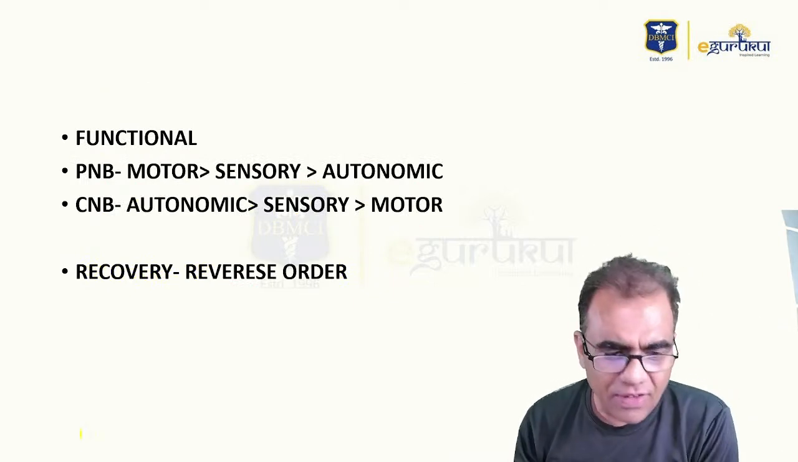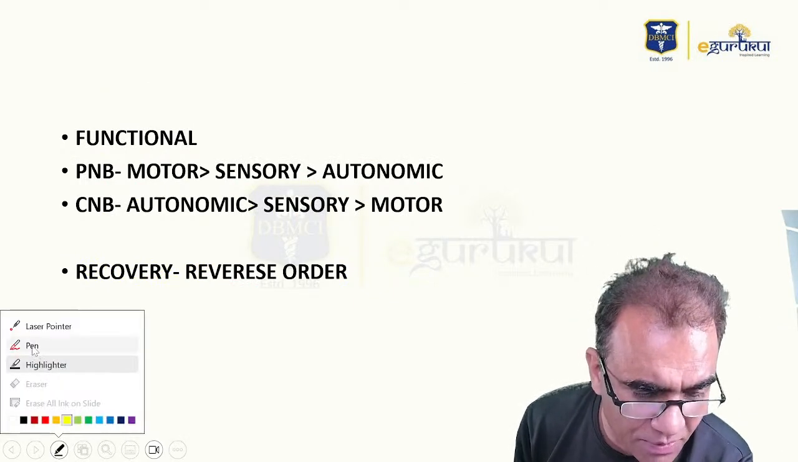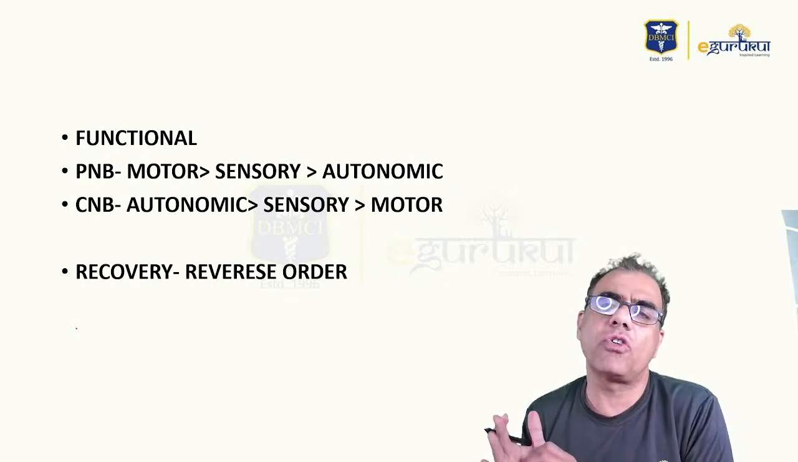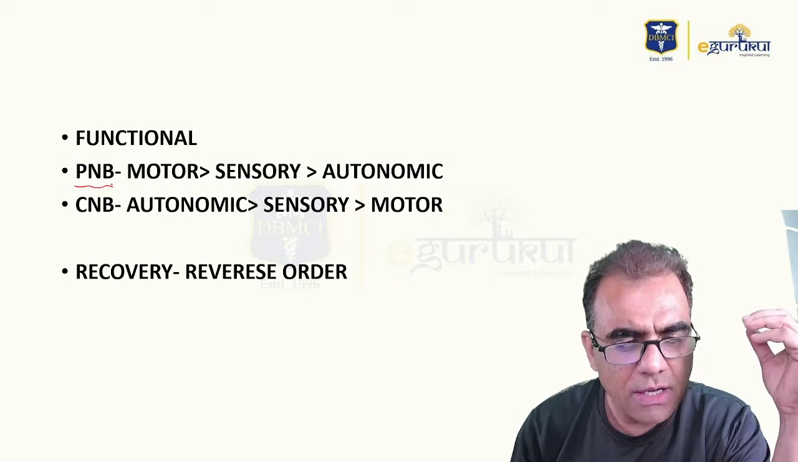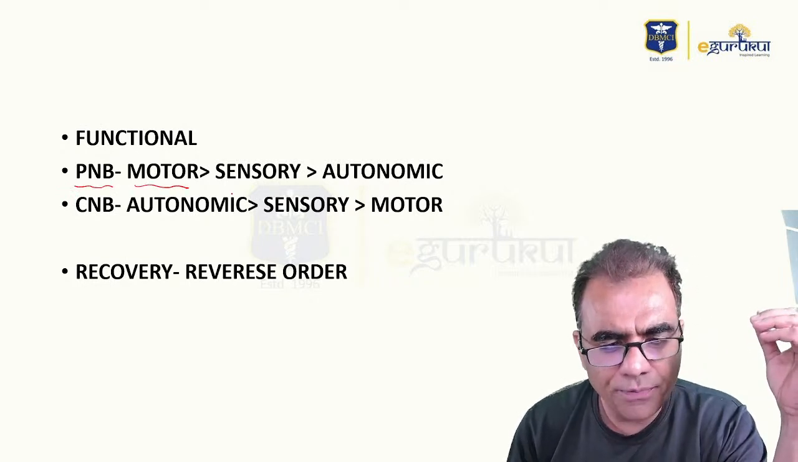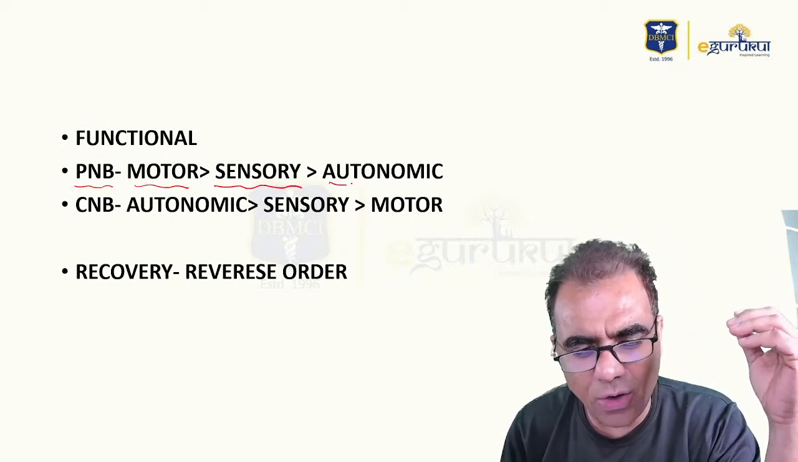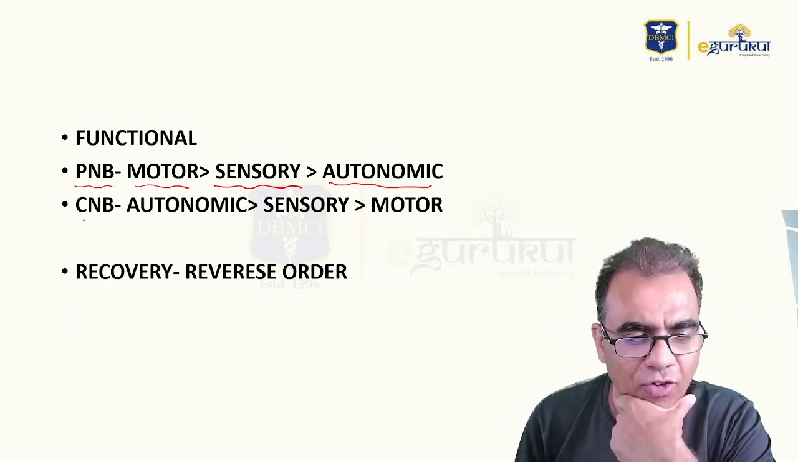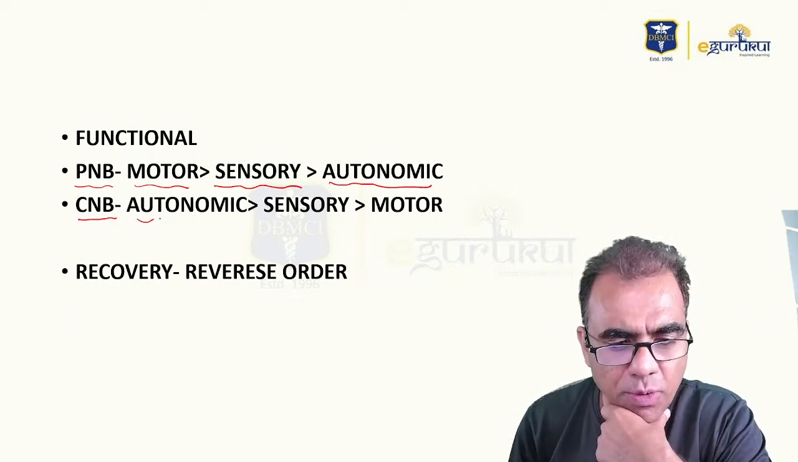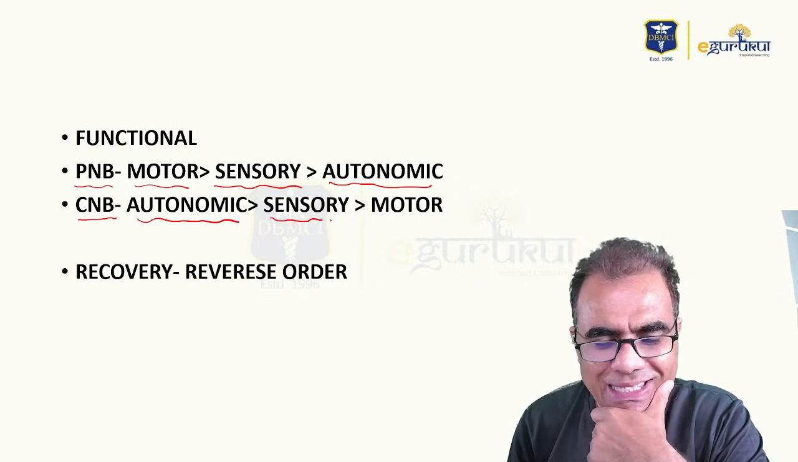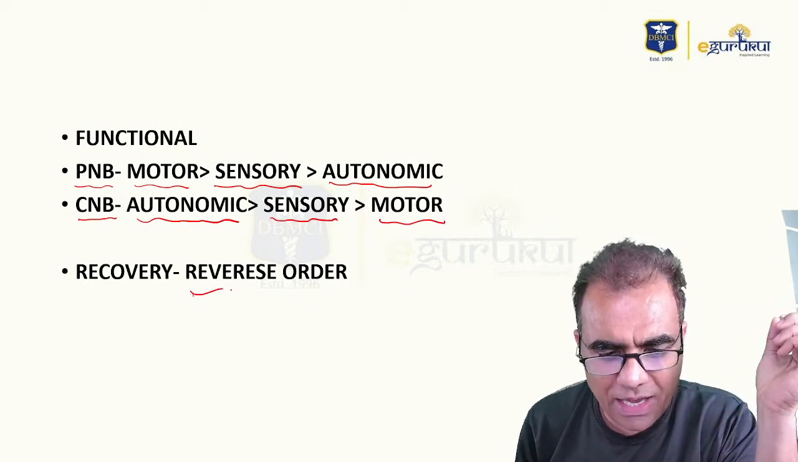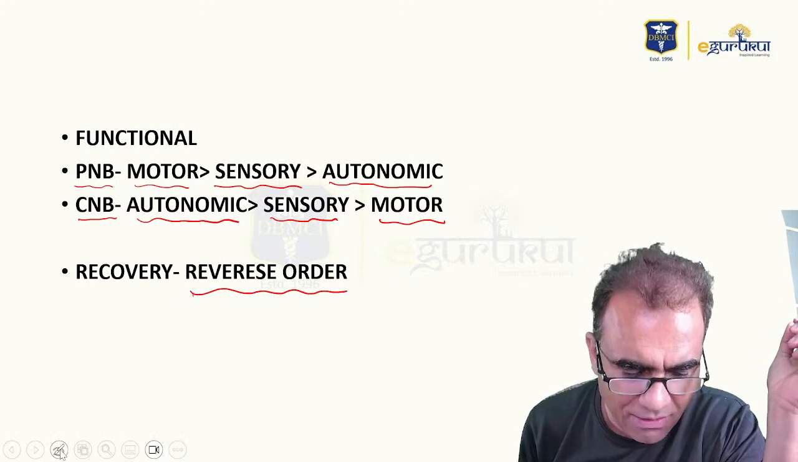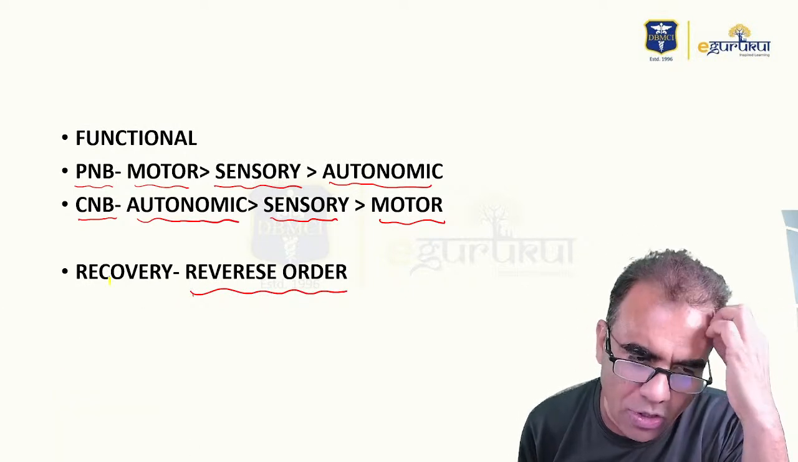Similarly, if they ask you in functional terms, again the reason for controversy is the same. Because for peripheral nerve blocks, first to be blocked is motor, then sensory, and then autonomic. While for central neuraxial blocks, first to be blocked is autonomic, then sensory, and then motor. And recovery is again in reverse order. Again, that is a region that causes controversy.